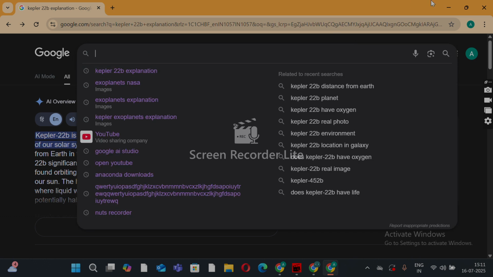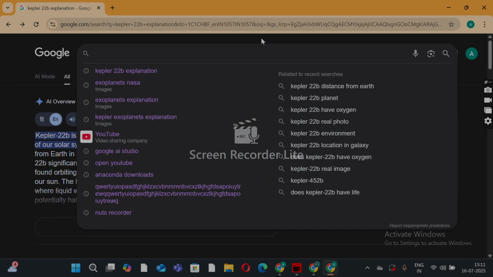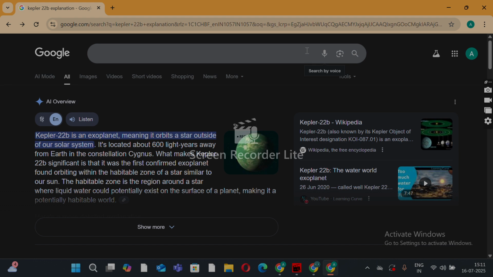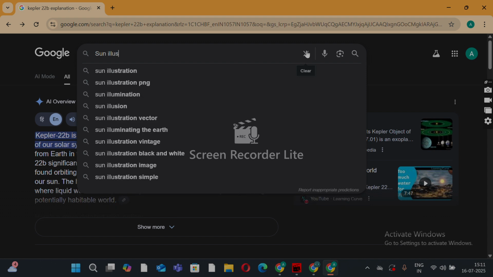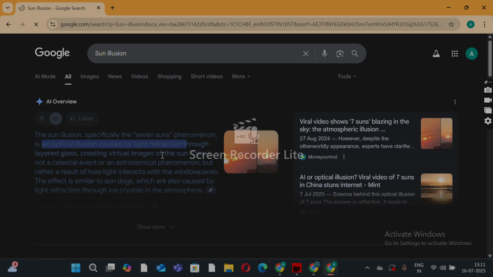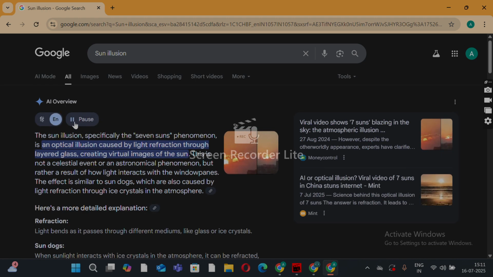Next, we're going to do the sun illusion. The sun illusion, specifically the seven suns phenomenon, is an optical illusion caused by light refraction through layered glass, creating virtual images of the sun.